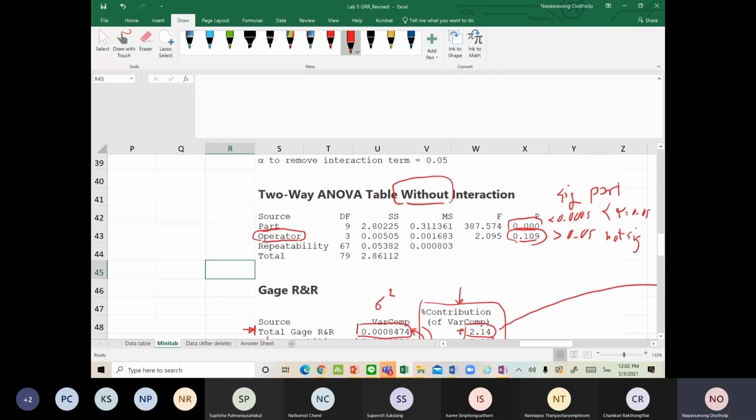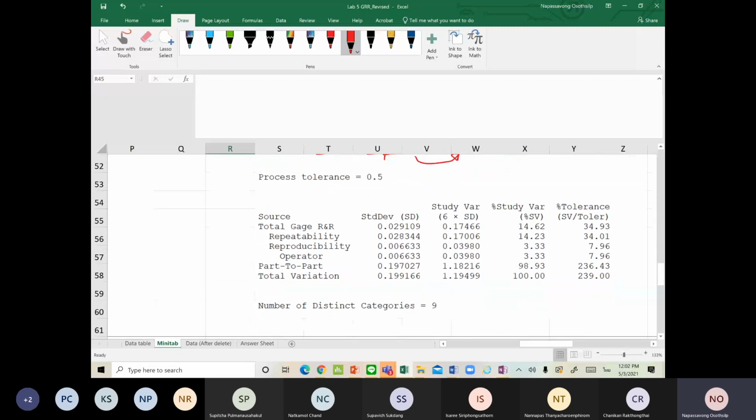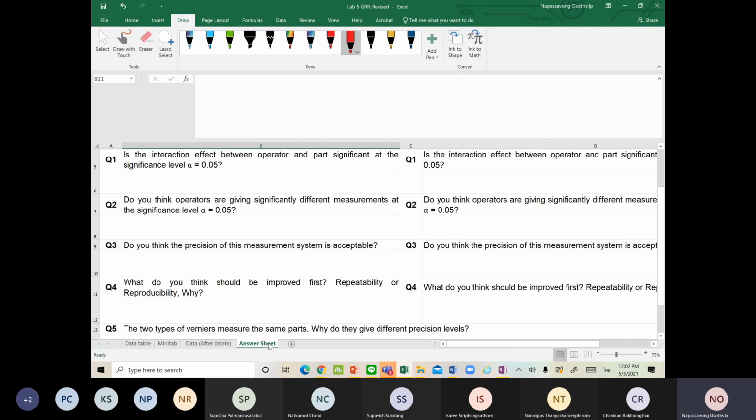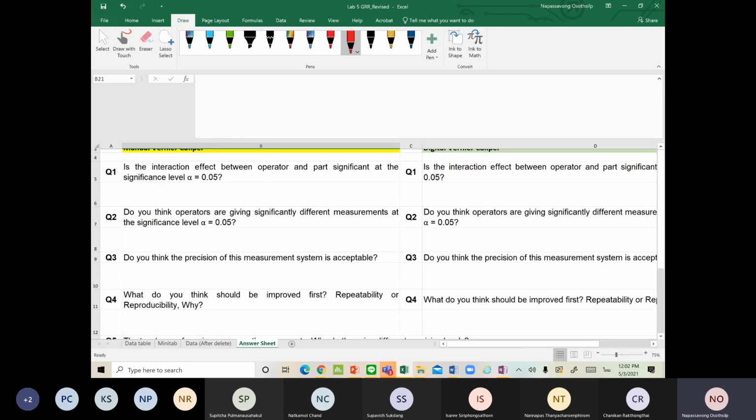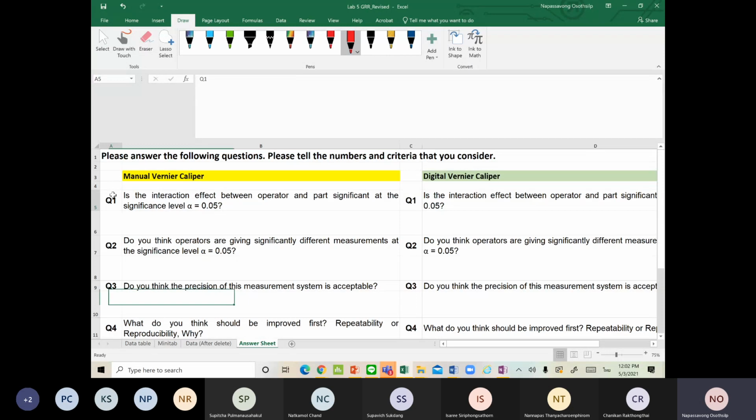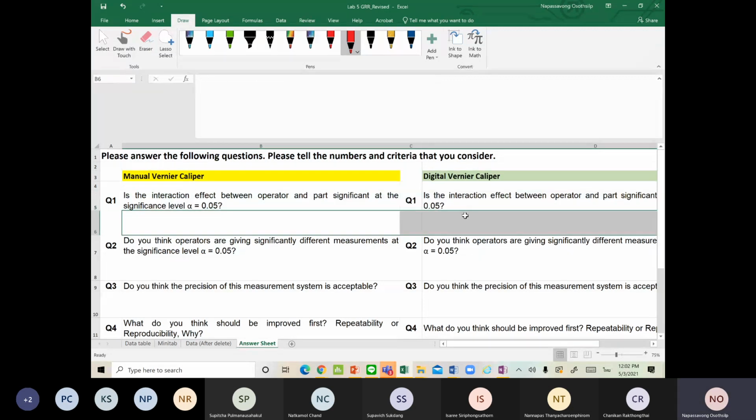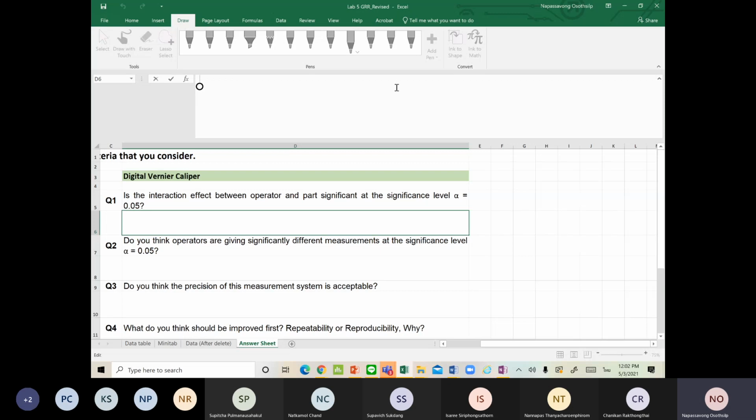Maybe we cannot finish this workshop in class, but I will give it to you as homework, to fill out the answers to these questions. For example, the first question is interaction effect significance. I have told you before, for now I showed you the digital vernier, right? In this case, you will say that it is not significant.